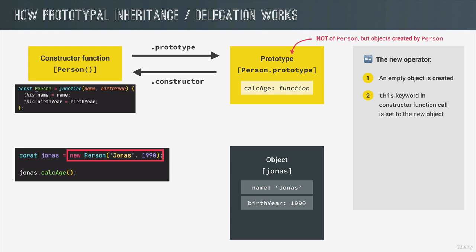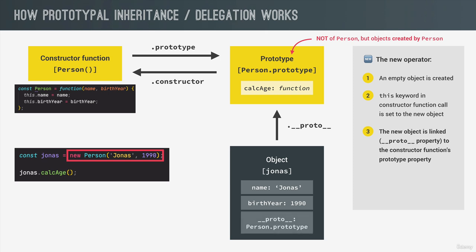So next comes the magical step. So now the new object is linked to the constructor function's prototype property. So in this case, person.prototype. And this happens internally by adding the __proto__ property to the new object. So person.prototype is now the new object's prototype, which is denoted in the __proto__ property of Jonas. So again, __proto__ always points to an object's prototype. And that is true for all objects in JavaScript.